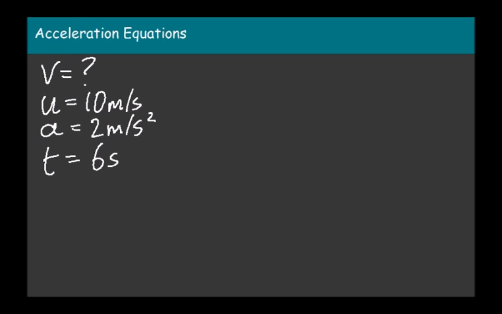Now, that acceleration of 2 meters per second squared means its velocity increases by 2 every single second. So to work out how much it increases by in total, we just multiply the acceleration by the time. So in this case, we're going to multiply the 2 times 6. So the total increase in velocity is going to be 12 meters per second.